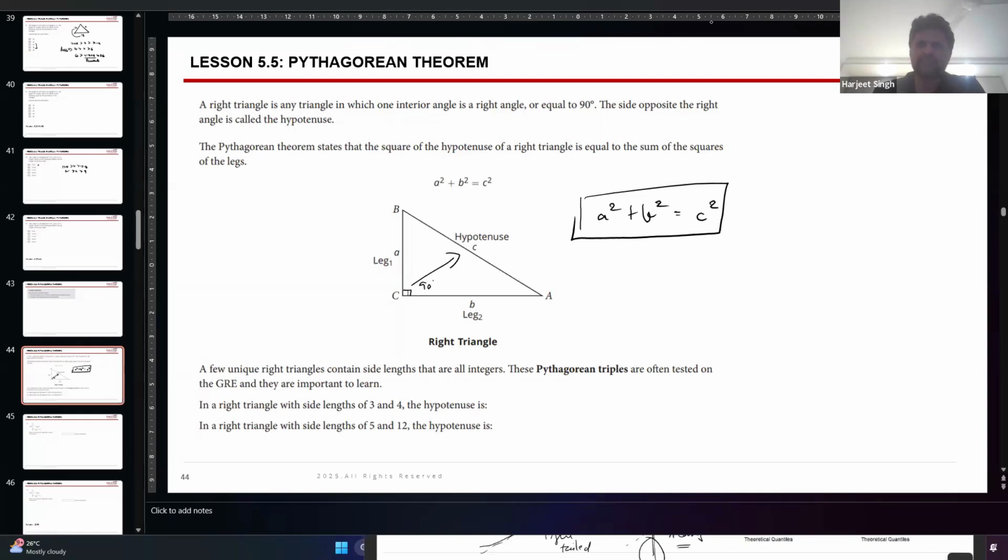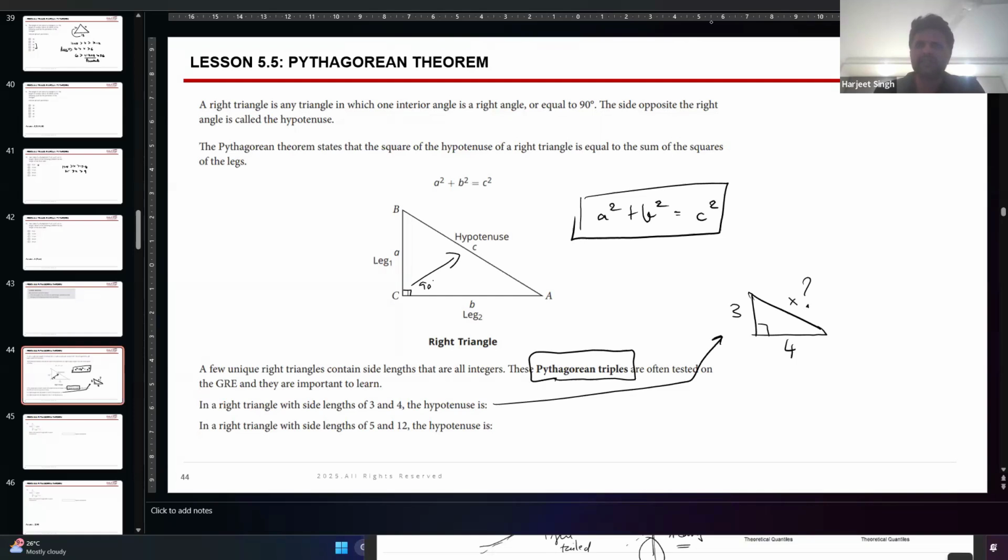So these numbers ABC, or these lengths ABC, are called Pythagorean triplets. An example is this. So there's a right angle triangle. One side is 3, the other is 4. The question is, what is the hypotenuse?